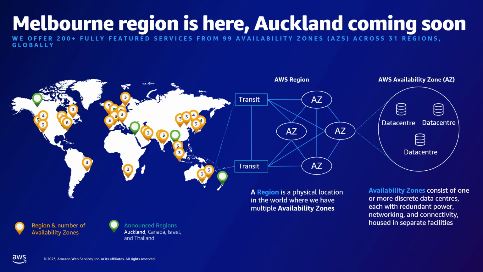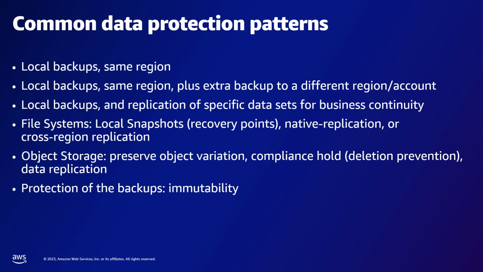Let's look at some common data protection patterns our customers use. In listening and talking with customers, many of the common data protection patterns we see is backing up data in the same region. In other scenarios, customers maintain an extra copy in a different region or AWS account. Some customers run local backups and only replicate a subset of data elsewhere to maximize business continuity.